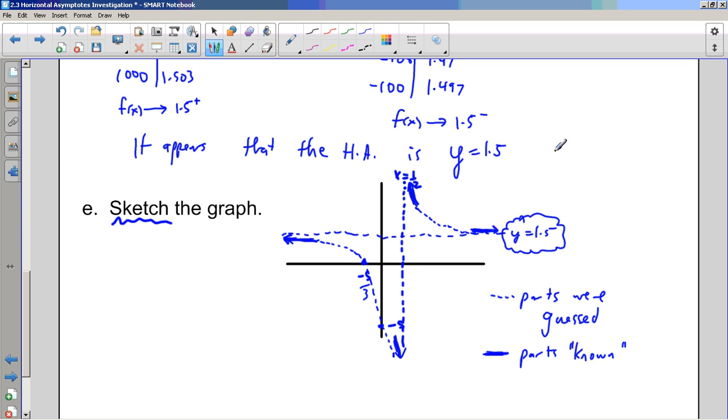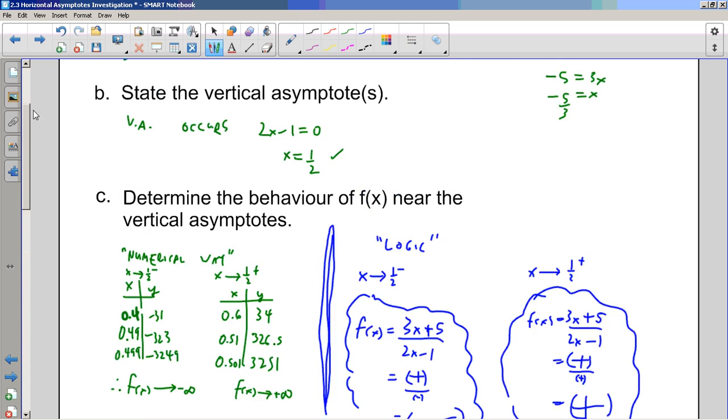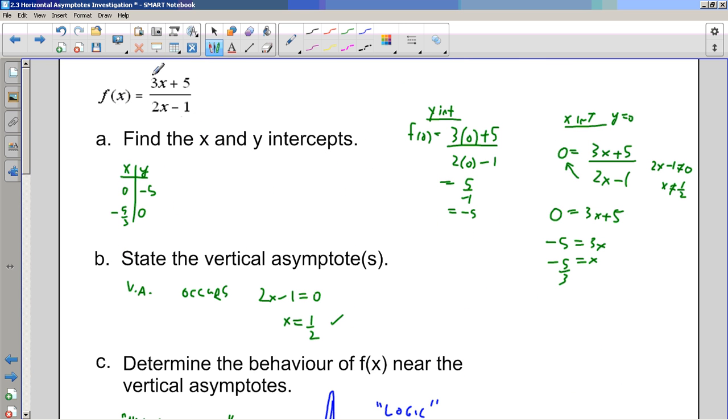In fact, by the end of the period today, or tomorrow, whenever you're watching this video, you'll be able to look at the equation of a rational function and pick off the horizontal asymptote without any hassle. All right, and I'm going to pick that up after the in-class investigation in part 2 of today's lesson.